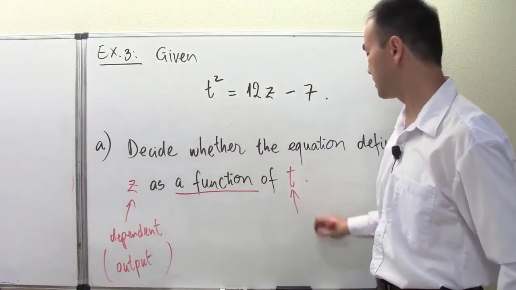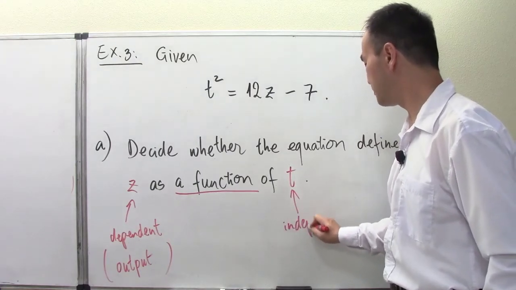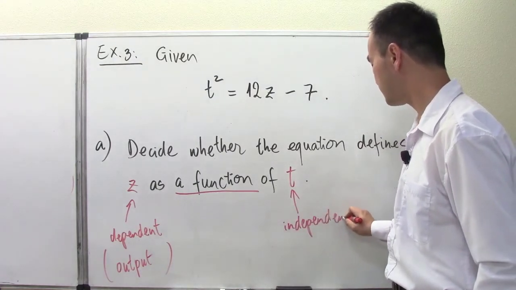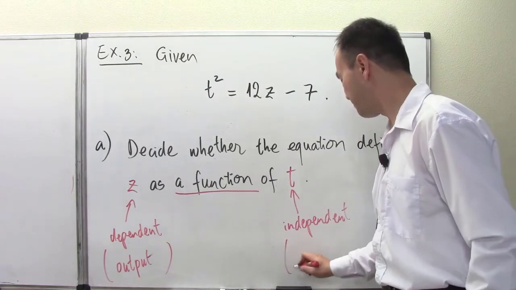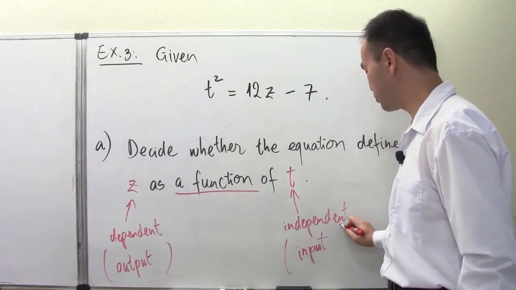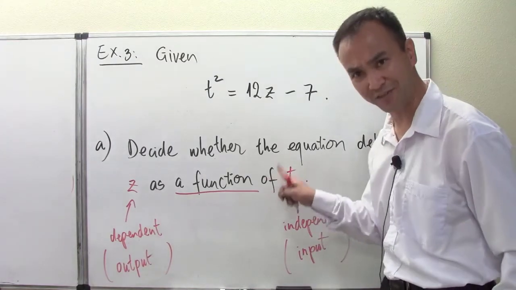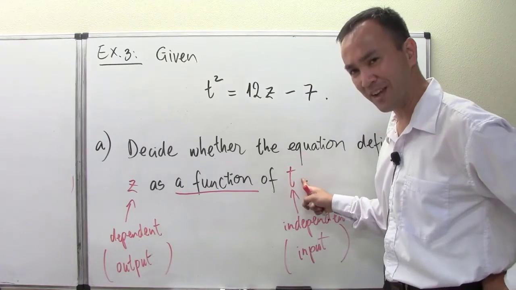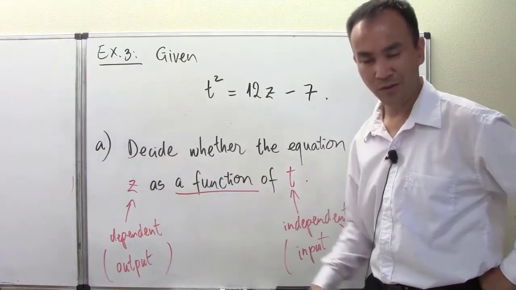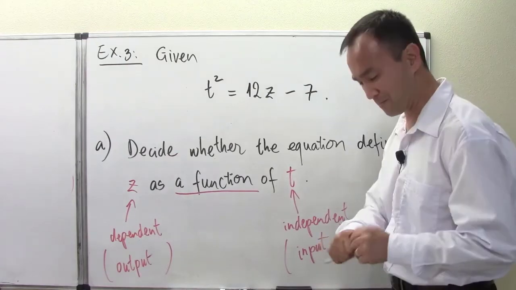And on the other hand, we want t to be the independent variable, and this is the input. That means we have to actively, first thing in line, assign different values for t, and then see how it comes out with that z right there. Okay, so now let's get to it.